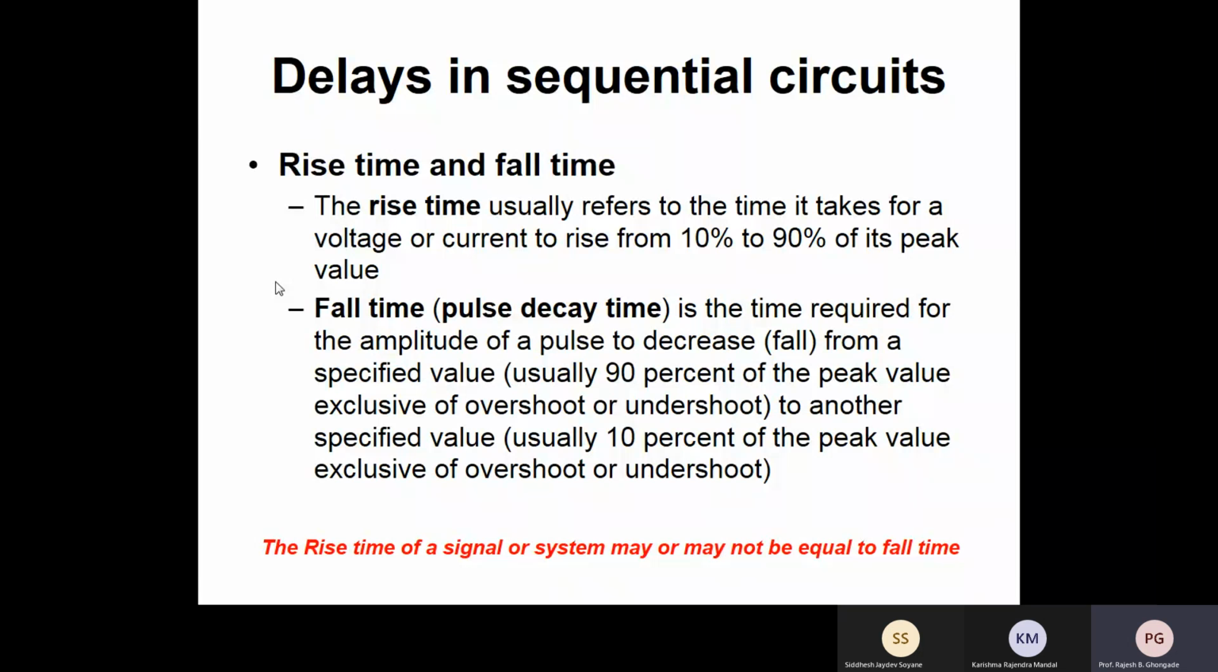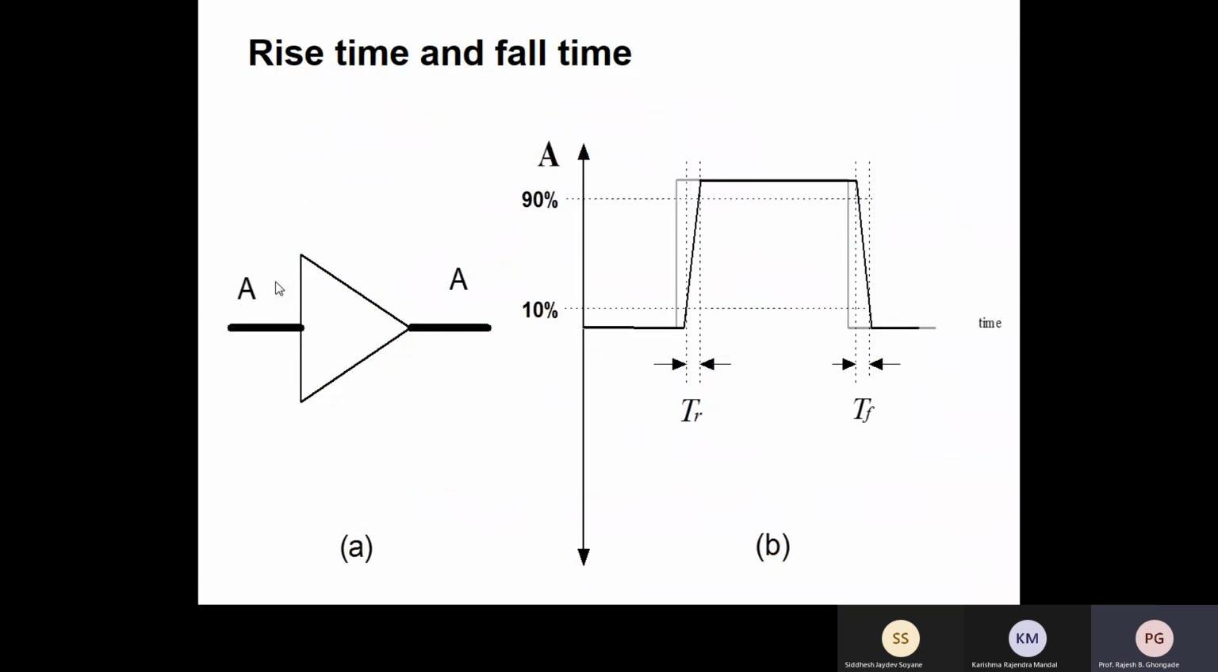Again, one important point to note here is that the rise time and the fall time may not be symmetrical. It depends on the geometry of the device, in the sense the design of the device. So we can say that the rise time and fall time need not be symmetrical. They need not be the same. So this is what the rise time and the fall time is about.